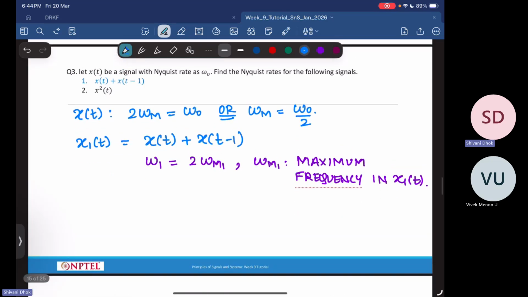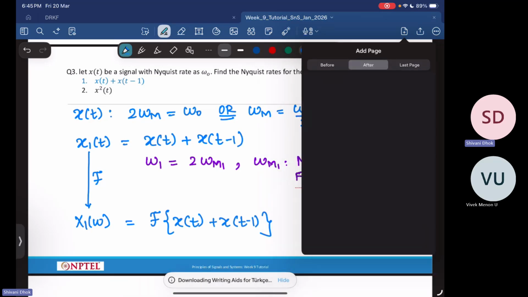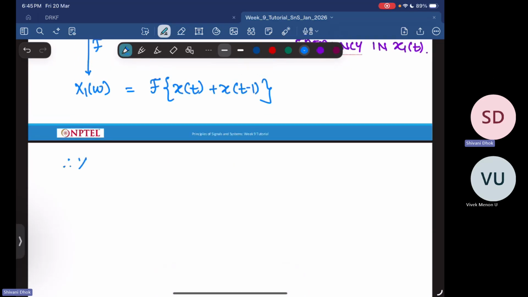So in order to understand what the maximum frequency is, what should we do? We should first find the Fourier transform of this signal. Let's say the Fourier transform of this signal is x1 of omega, which is basically the Fourier transform of x of t plus x of t minus 1. Therefore x1 of omega will be equal to the Fourier transform of x of t plus the Fourier transform of x of t minus 1.